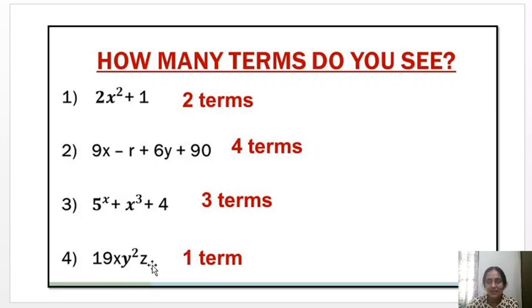19xy square z consists of only 1 term. There is a multiplication operation here between the factors of this term, but it is considered as a single term, one term. For a term to be counted separately, it should be separated by an addition or subtraction sign.